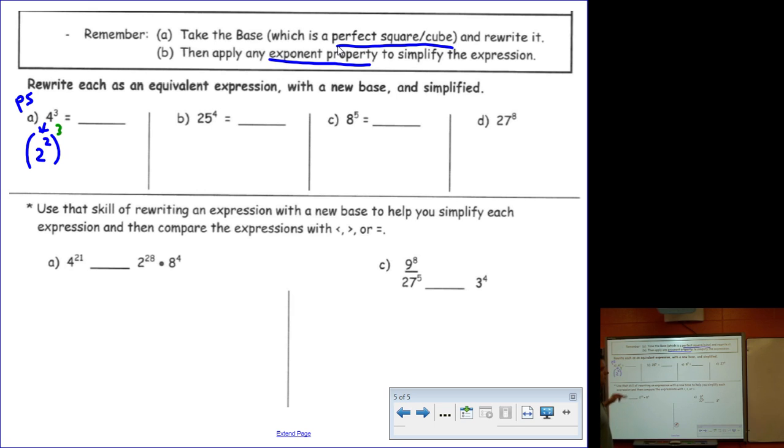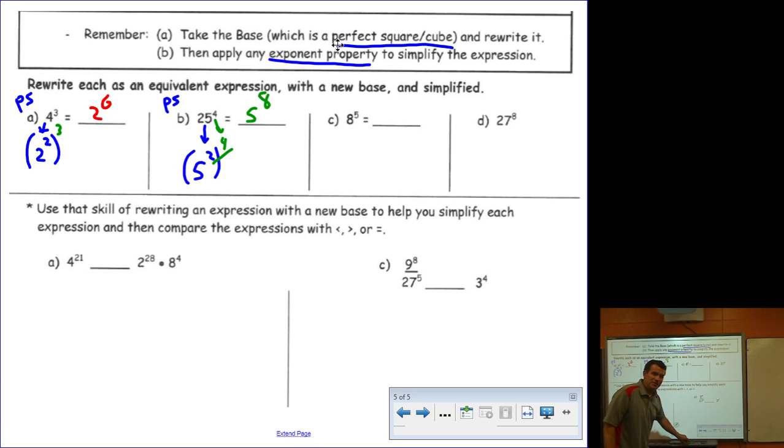Then I go ahead and use the power to a power rule, and this would be 2 to the 6th power. All right? How about 25? 25, we all know, is also a perfect square. So let's take the 25 and rewrite it as 5 to the second power. But the 4 is still on there, right? Then I can apply the power to a power rule, and this would actually equal 5 to the 8th power.